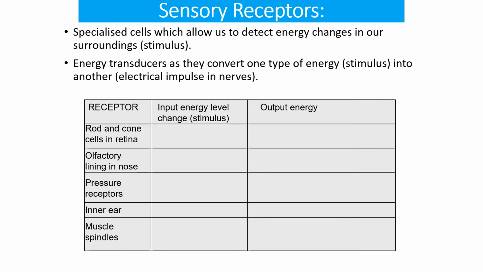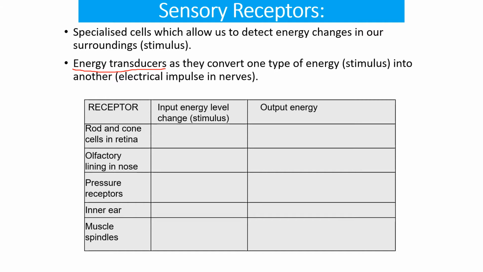So receptors, basically, you need to understand that, as we said, they are specialized cells. They detect a specific stimulus, which is an energy change, and as a result, they are what we call energy transducers. And what this means is that they change or convert one type of energy into another. So they normally convert the stimulus energy into electrical energy. And there are lots of different types of receptors that you might be able to talk about.